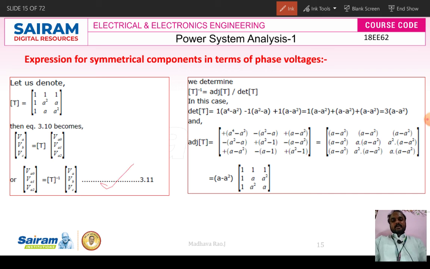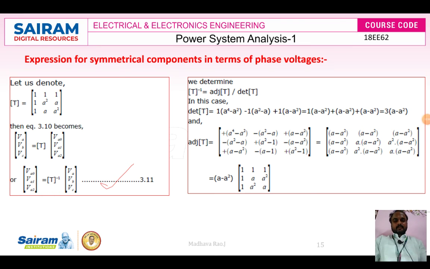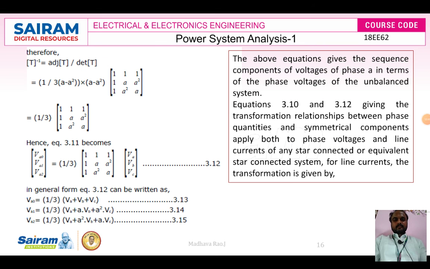Finally you will get symmetrical components in terms of phase voltages. After substituting, VA0 is equal to 1 by 3 (VA plus VB plus VC), and VA1 is equal to 1 by 3 (VA plus a VB plus a square VC). VA2 is equal to 1 by 3 (VA plus a square VB plus a VC). These are the equations for symmetrical components in terms of phase voltages. These equations are very important.